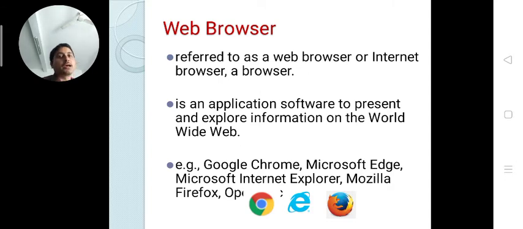Okay, and some examples of web browsers are Google Chrome, very popular, Microsoft Edge, Microsoft Internet Explorer, Mozilla Firefox, Opera, etc. There are lots of browsers. So the first figure available here is of Google Chrome, second is of Internet Explorer, third is of Mozilla Firefox.